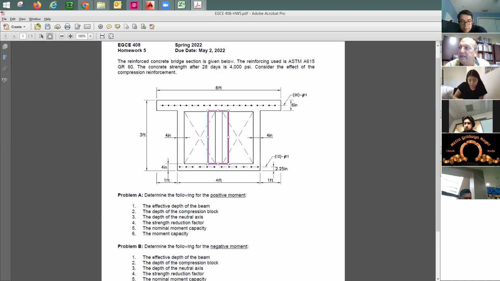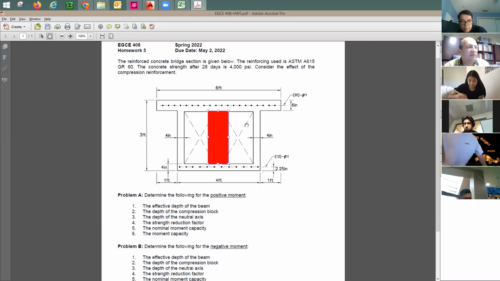It is gonna be your lucky day, right? It's like 12-inch. Just forget about this. It is gonna be your lucky day when you find out the compression block depth, and all of a sudden you find it to be happening here, within the flange thickness. Or if you have negative moment, it happens within this 4 inches. You're gonna be very lucky because it is not really a T section. It's gonna be a rectangular section with compression reinforcement.